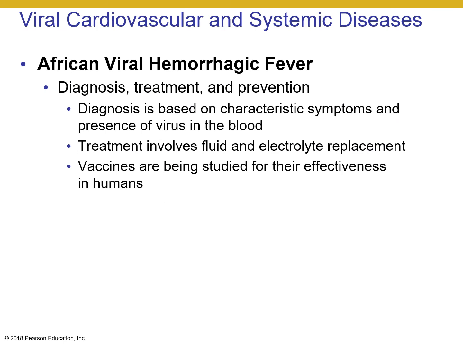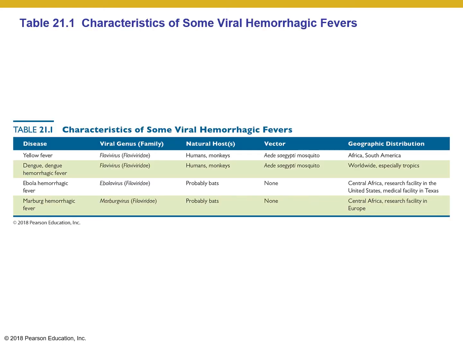African viral hemorrhagic fever, how do you diagnose it? Symptoms. Treatment involves fluid and electrolyte replacement. They're working on vaccines, but yeah, this is a tough one. So here you have a table, 21.1. Look at some of the viral hemorrhagic fevers. I didn't talk about yellow fever. We don't see that much anymore because we have a vaccine for it. Dengue hemorrhagic fever, Ebola hemorrhagic fever, and Marburg hemorrhagic fever.